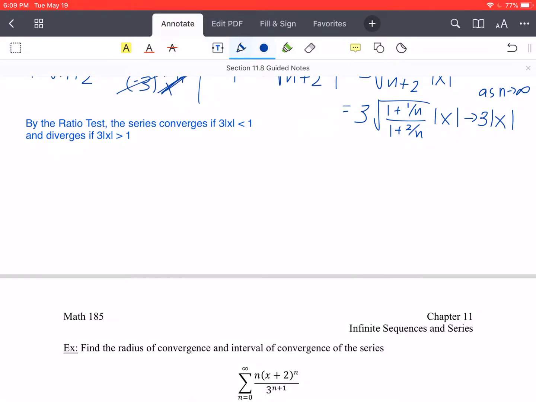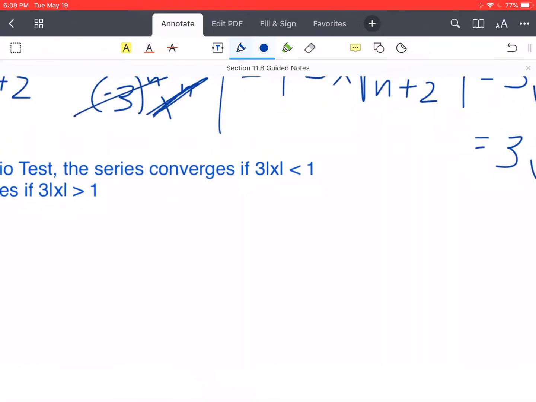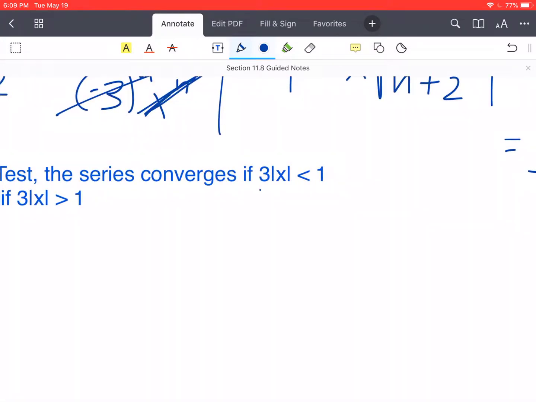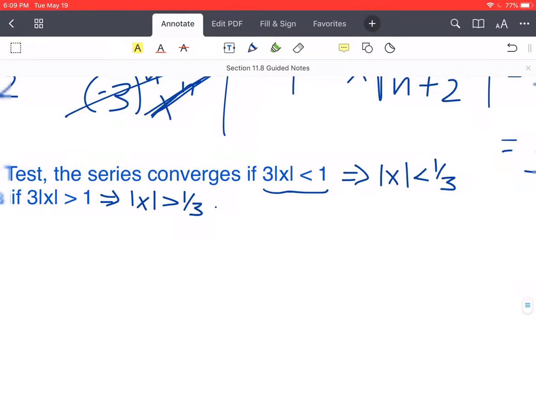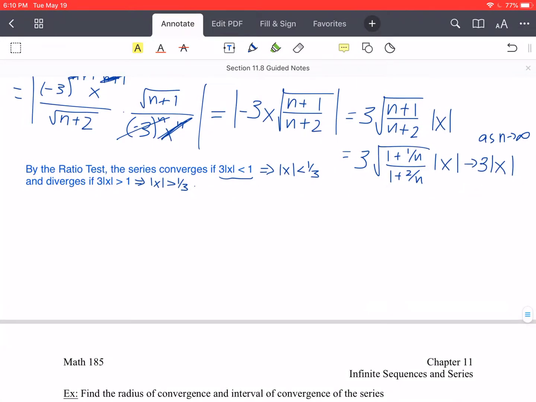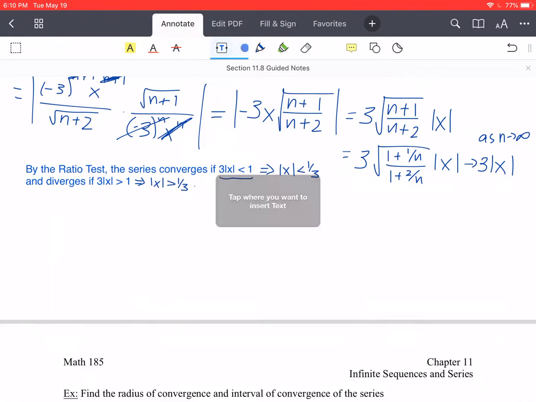So when we're rewriting these in a way that better suits our needs, 3 times absolute value of x less than 1 is equivalent to just writing absolute value of x less than 1/3. And this one we can just write absolute value of x greater than 1/3. Okay, so that's what we're really looking at here. We have convergence when the absolute value of x is less than 1/3, and divergence when the absolute value of x is greater than 1/3.